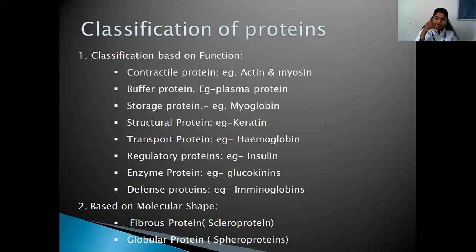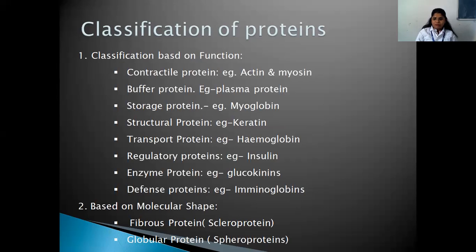In that, it is again subclassified into almost 8 types. In those 8 types, the contractile protein is first. Contractile proteins are responsible for contraction of the skeletal muscle, and examples of these proteins are actin and myosin. Actin and myosin are located in the skeletal muscle, and they are responsible for producing contraction in the skeletal muscle.